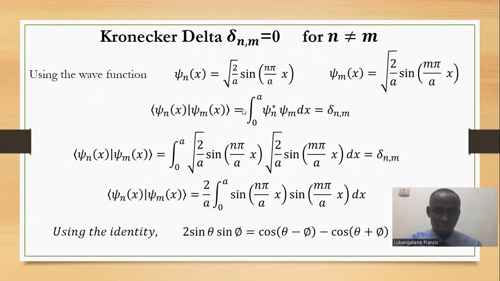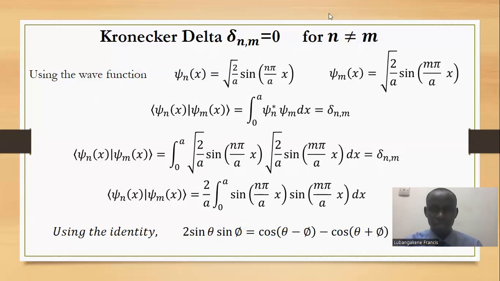the inner product of this case. Therefore, we substitute them, and we have the inner product of psi n and psi m given as 2 over a, because we have root of 2 over a times root of 2 over a, which gives us 2 over a. So we have integration from this to that, then we substitute for this. Now we need to use an identity here. We are using this identity: sine of theta, sine of phi is equal to cos of the difference minus cos of the summation of the angles. Therefore, if our angle here is given as what?